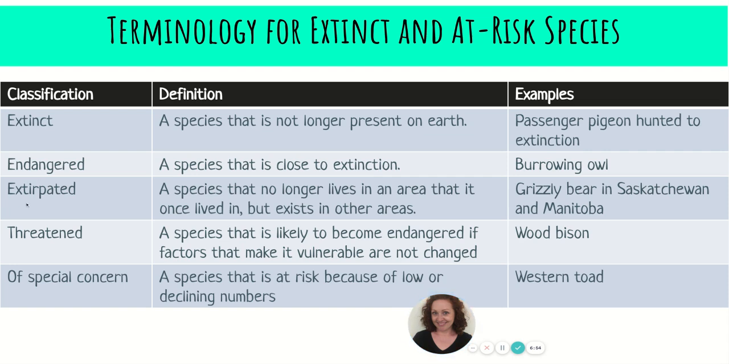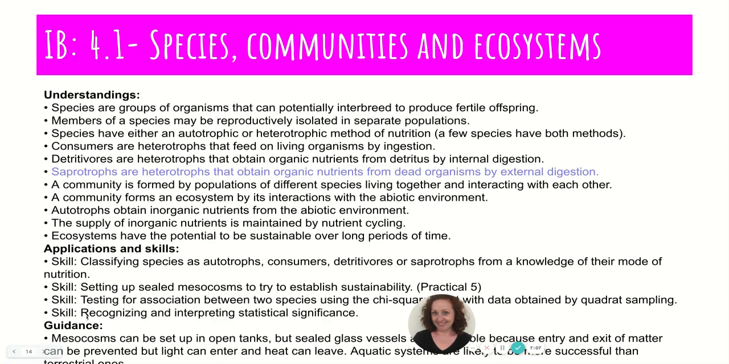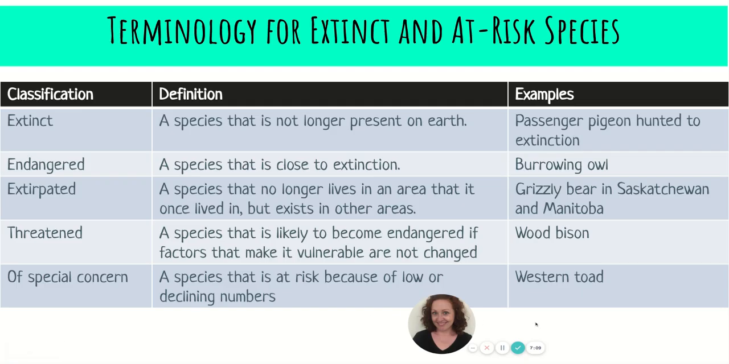That word extirpated might be new to you. Threatened means they're likely to become endangered if factors aren't changed. And of special concern is that their numbers are at risk because of low or declining numbers. So if you've ever been to the zoo, you've seen these terms. And again, IB curriculum at the very end. So that is just to wrap up the first set of notes.